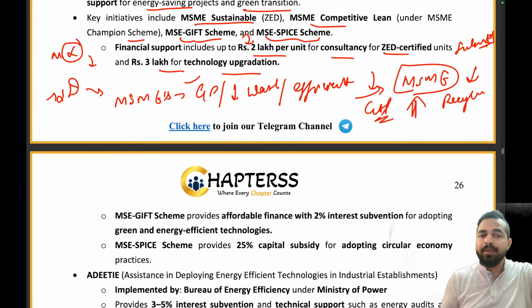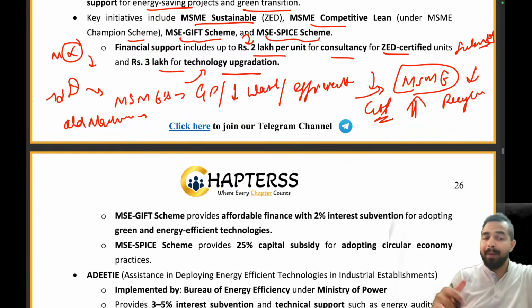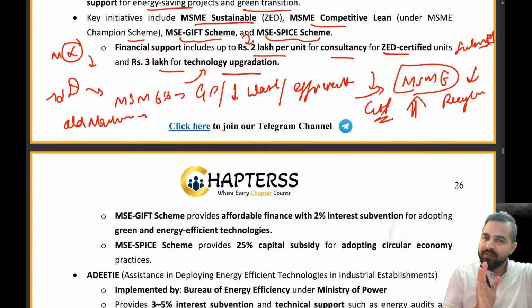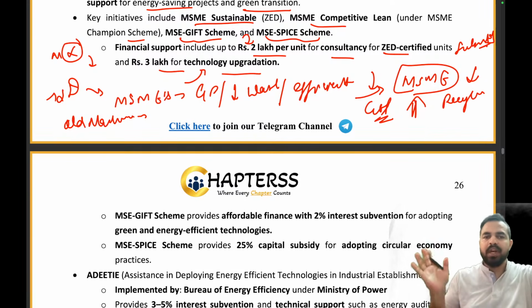And for technology upgradation, if you want to upgrade the technology, right? Let's take an example that there was an MSME which was using old machines which were using more and more fuel. The government said that, okay, if you want to upgrade the technology, we are giving you 3 lakh rupees for that. So 2 lakh is for consultancy, 3 lakh is for technology upgradation. Clear everyone?